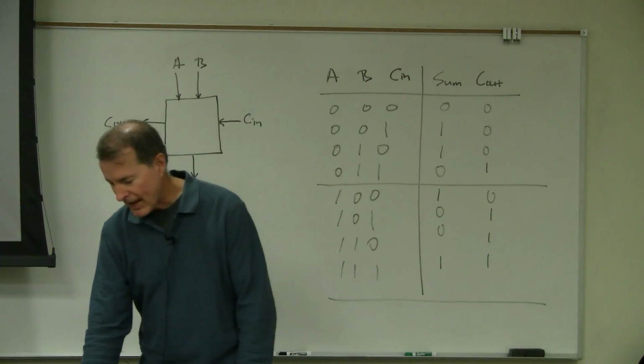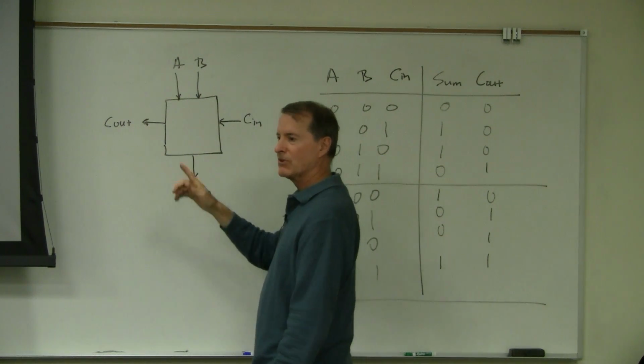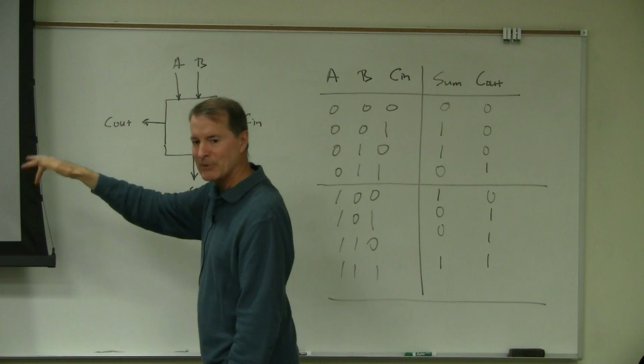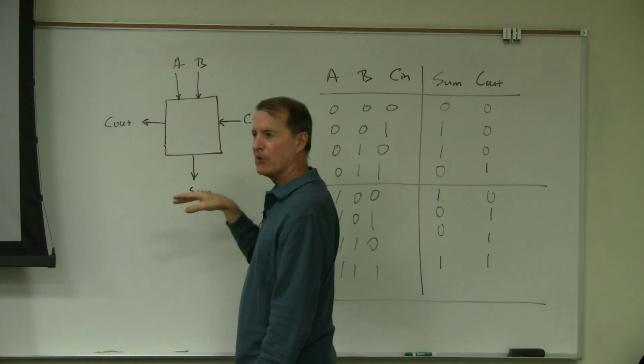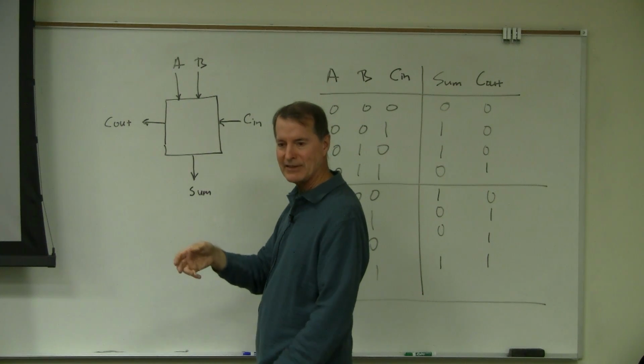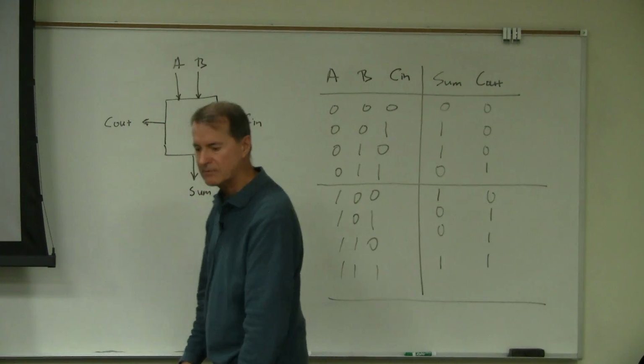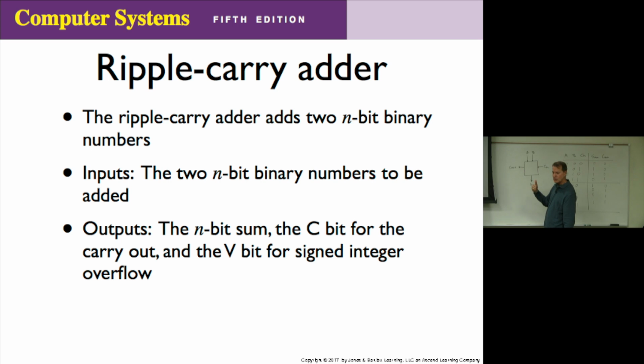That's right. Does everybody see what would happen? It'd add the first, and then the output would go to the input of the next one, and then that would go to the input of the next one. It would be like a ripple in a pond when you throw a stone into it. So this is called a ripple carry adder. A ripple carry adder adds two n-bit binary numbers, and the inputs are the two n-bit binary numbers to be added, and the output is the n-bit sum, the c bit for the carryout, and the v bit for the signed integer overflow.